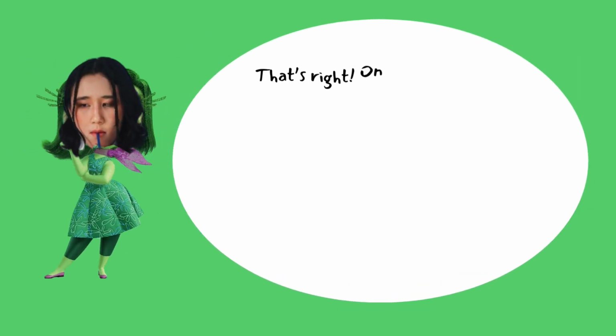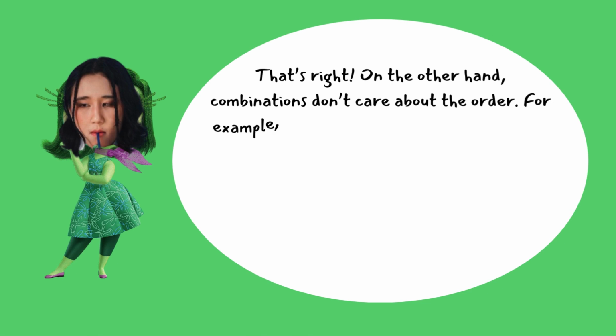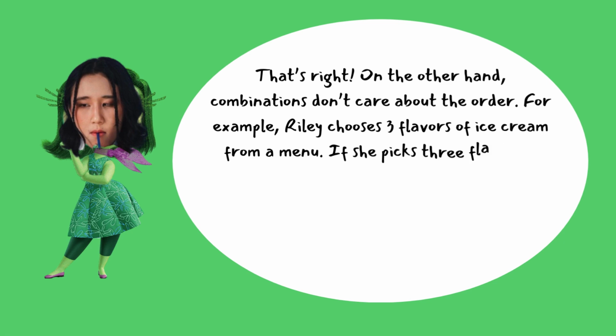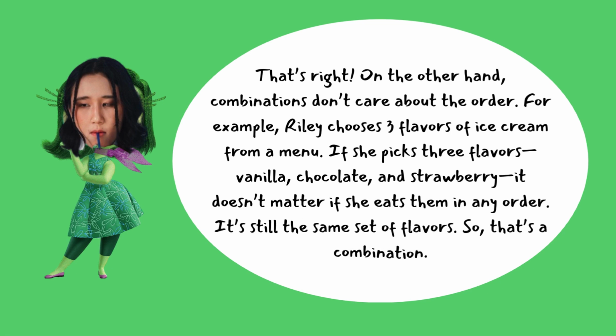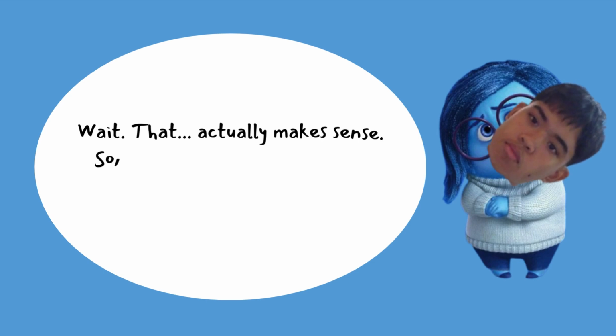That's right. On the other hand, combinations don't care about the order. For example, Riley chooses 3 flavors of ice cream from a menu. If she picks 3 flavors, vanilla, chocolate, and strawberry, it doesn't matter if she eats them in any order. It's still the same set of flavors. So, that's a combination. Wait a minute, that actually makes sense.